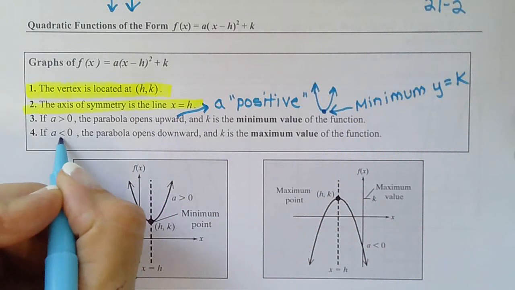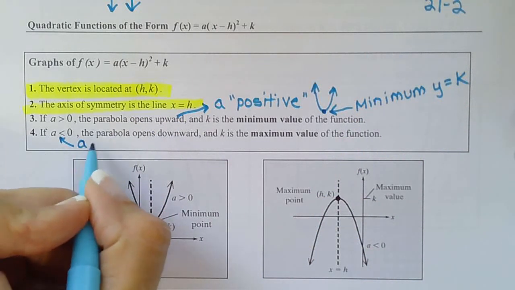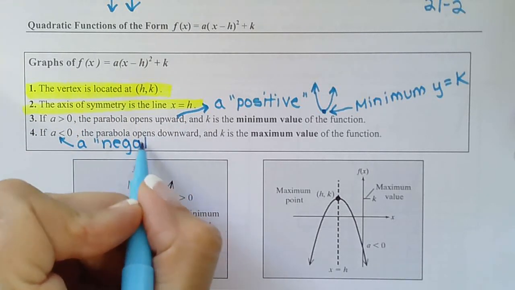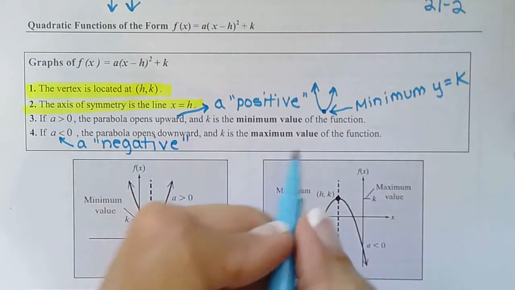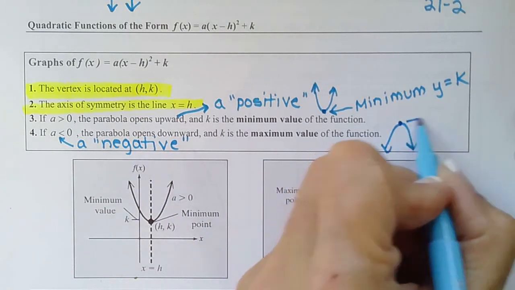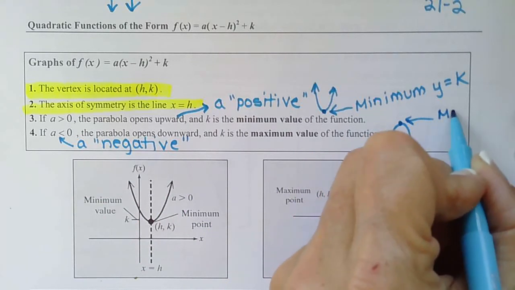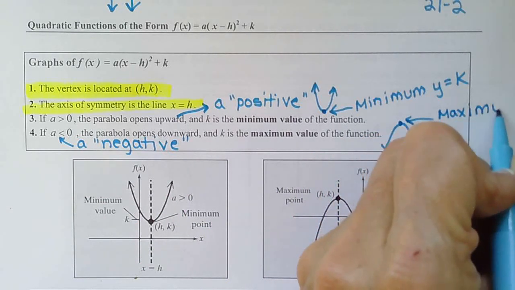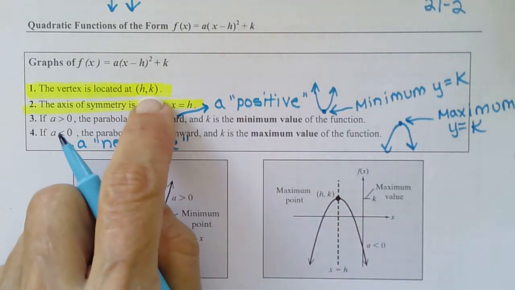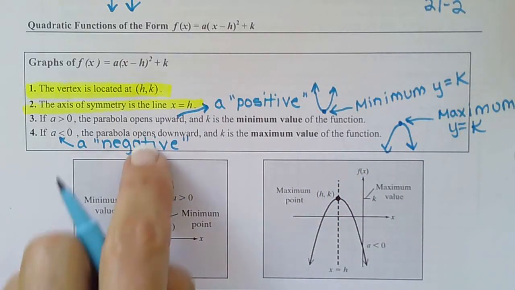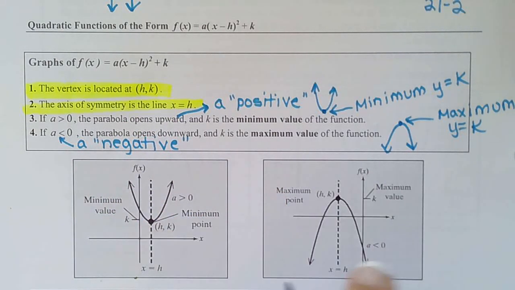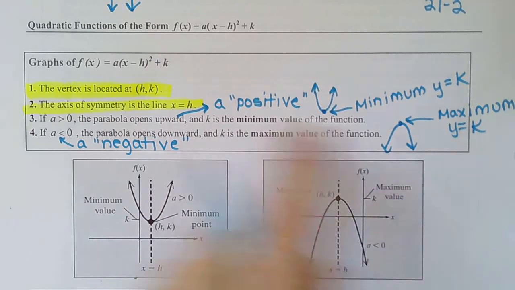When a is less than 0, that means a is negative. So when the number in front of the parentheses is negative, then it cups downward. And you can see when it cups downward, the vertex is going to be the highest point on the graph, so we call that a maximum. And that maximum occurs at y equals k. So k is the up and down, the y coordinate. And isn't that how high or how low something is? It's always your y value. So that's why it's always y equals whatever this is.